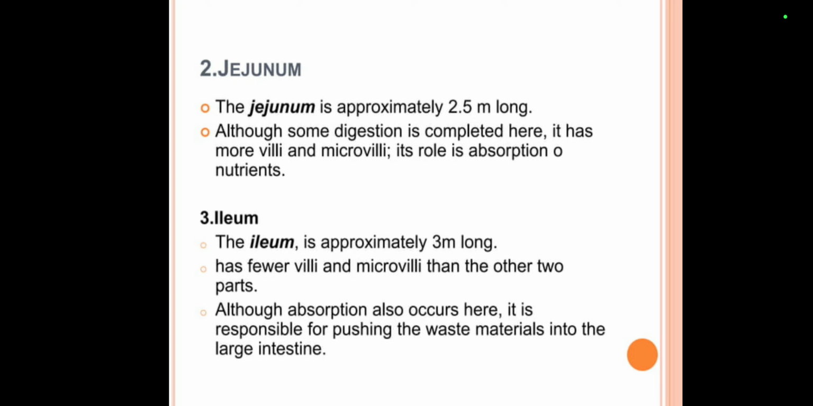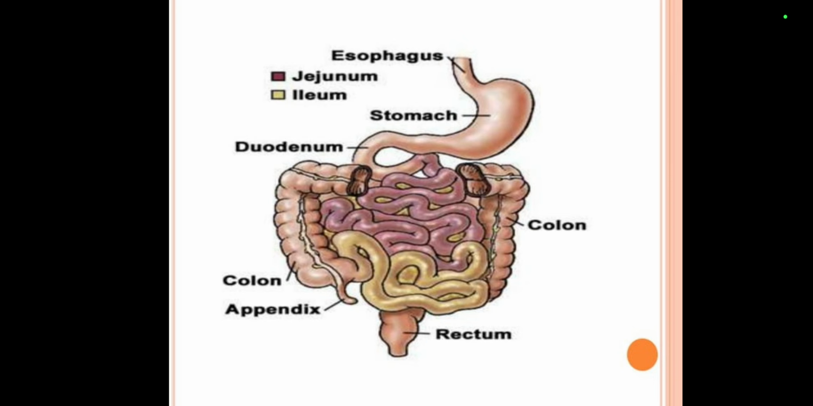So here, since the process is already done in the duodenum, in the jejunum the process is there, but we can see much more villi and microvilli in that area, in the middle intestine. While in the ileum, the absorption has been done, so the waste product will be released. Where will it be released? Towards the large intestine. So that is the three major parts of the small intestine.